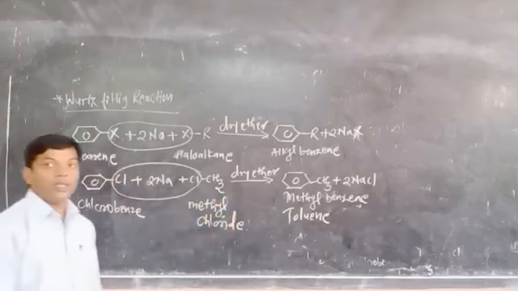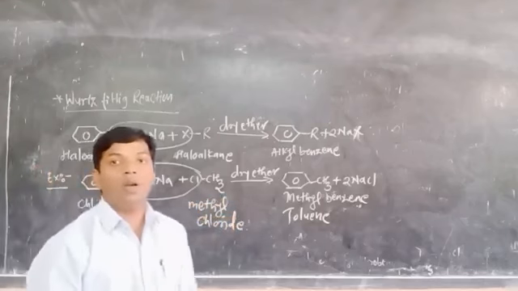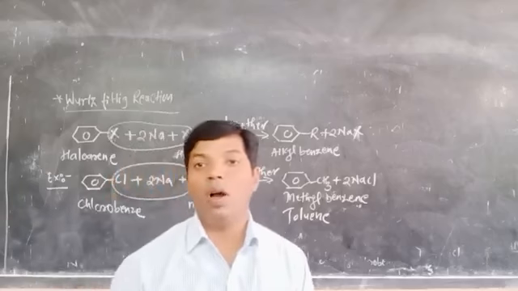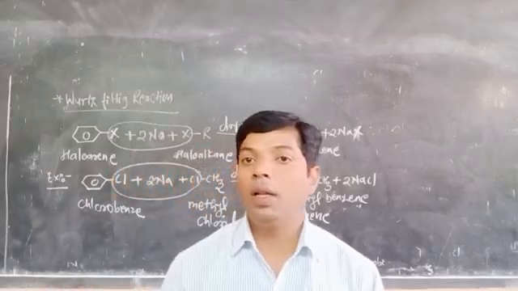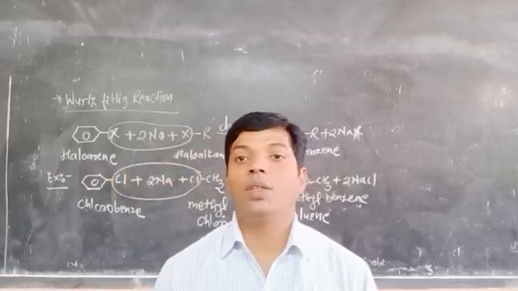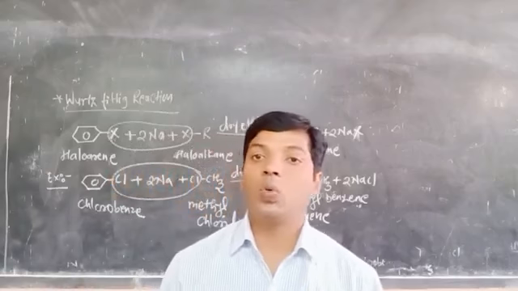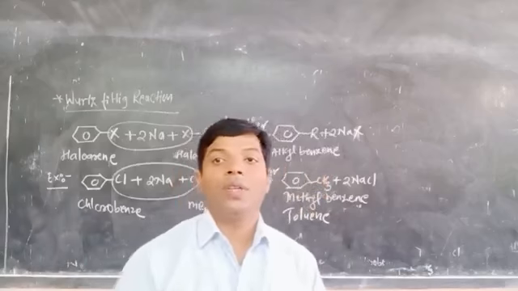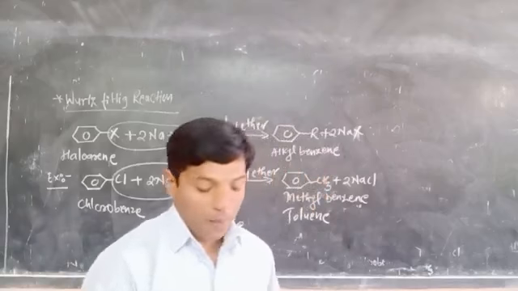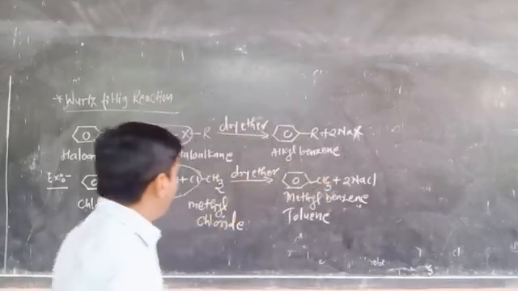So in the Wolff-Fittig reaction, one molecule of alkyl halide and another molecule of aryl halide, that is the haloarene, is treated with sodium metal in the presence of dry ether. It gives alkyl substituted benzene as a product, called the Wolff-Fittig reaction. What is the Fittig reaction? Let's discuss the Fittig reaction right now.